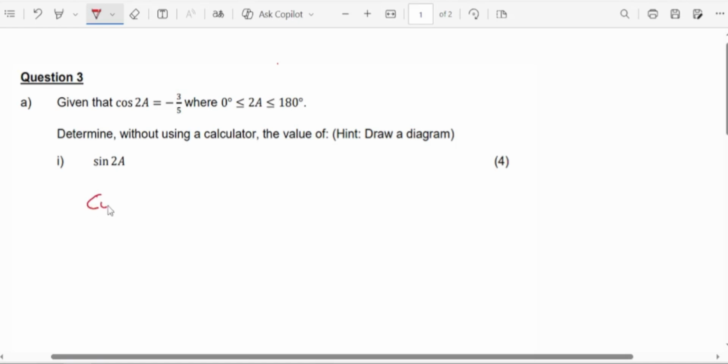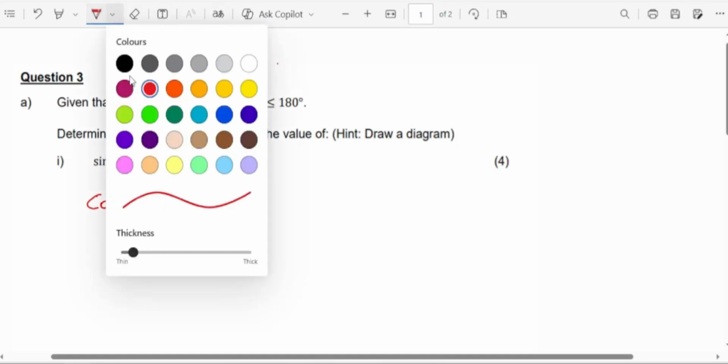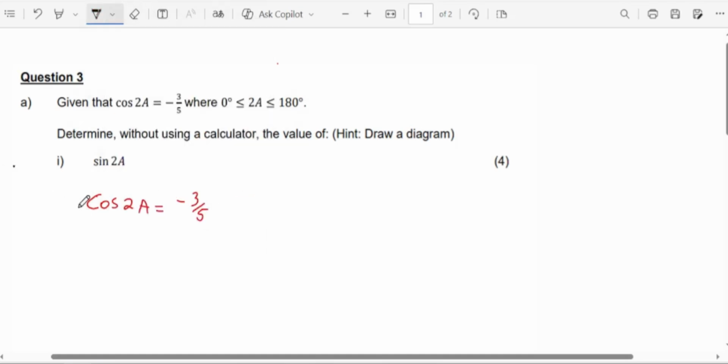We are given the cos 2a. So this cos 2a is equal to what? Minus 3 over 5. So this is what we have so far. You know what I'm going to do with this information? I'm going to say that this is cos. When we use the shortcut tool, we can see that cos is adjacent, so the top part will be x, the bottom part will be r. So now we have x, we have r, everything is good.